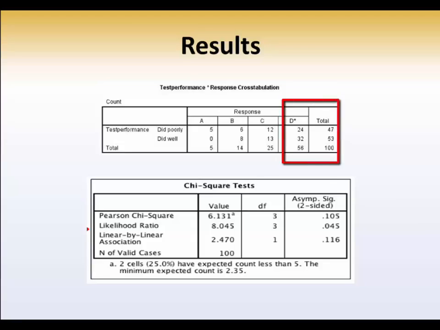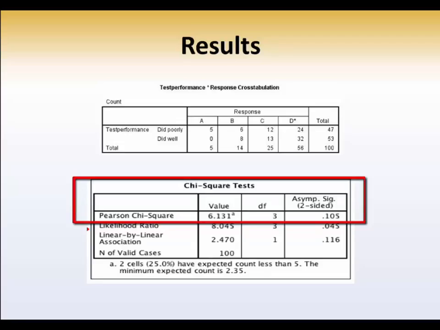47 of the 100 students did poorly on the exam. 53 of the students scored well on the exam. Notice then that there were 56 students who actually got this item correct. 56 of them, 24 from the poorer group and 32 from the upper group. So is there a relationship between which group you came from and how you responded to this item? That's answered by looking at the chi-square information in the bottom table.